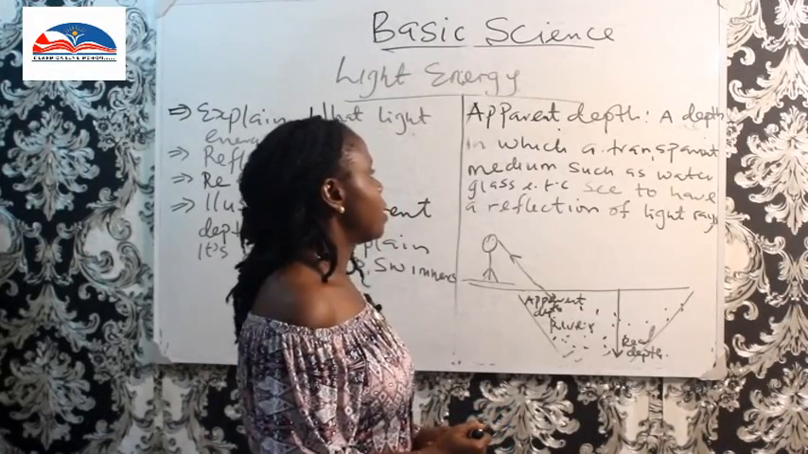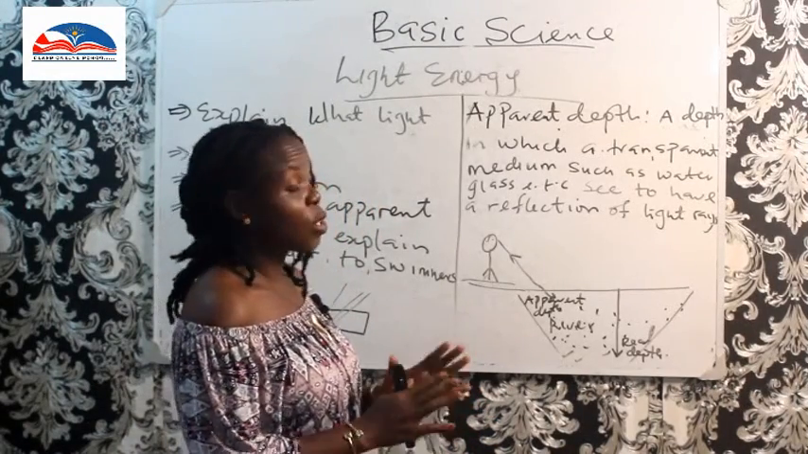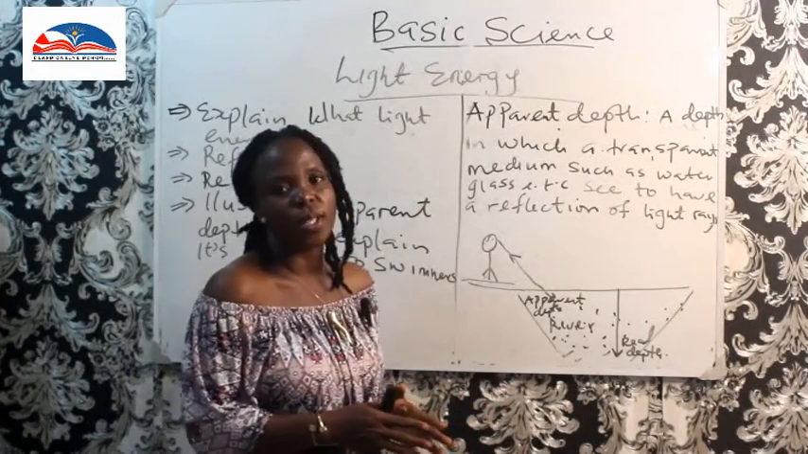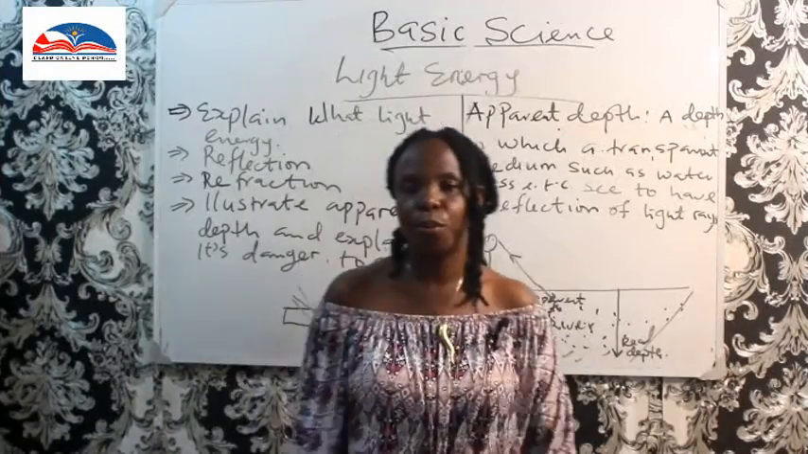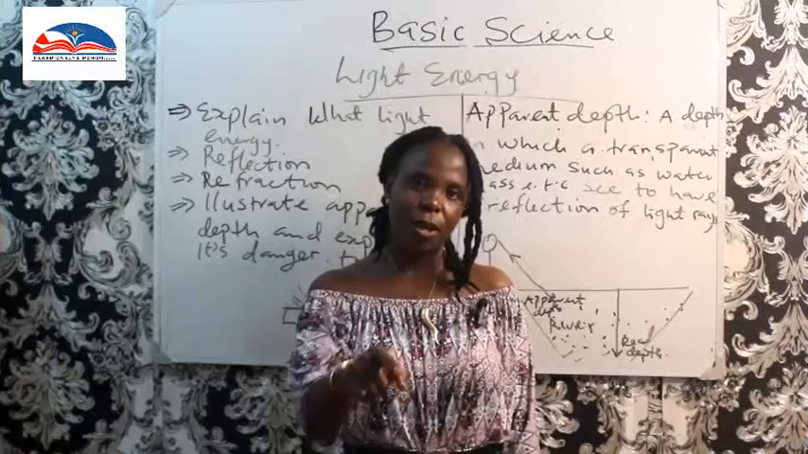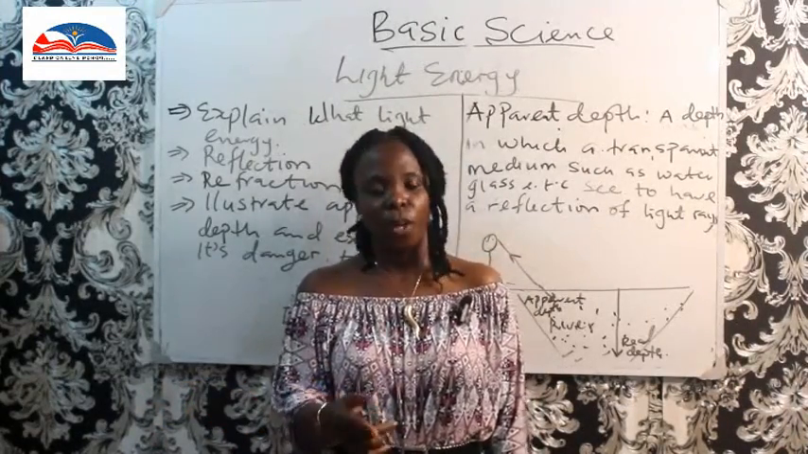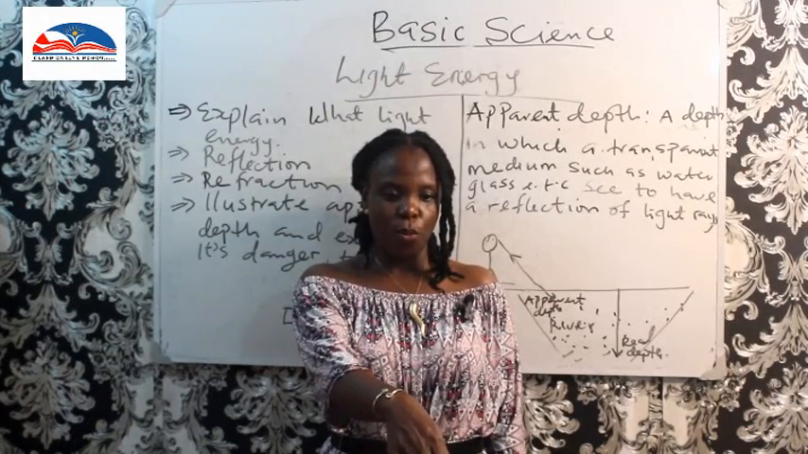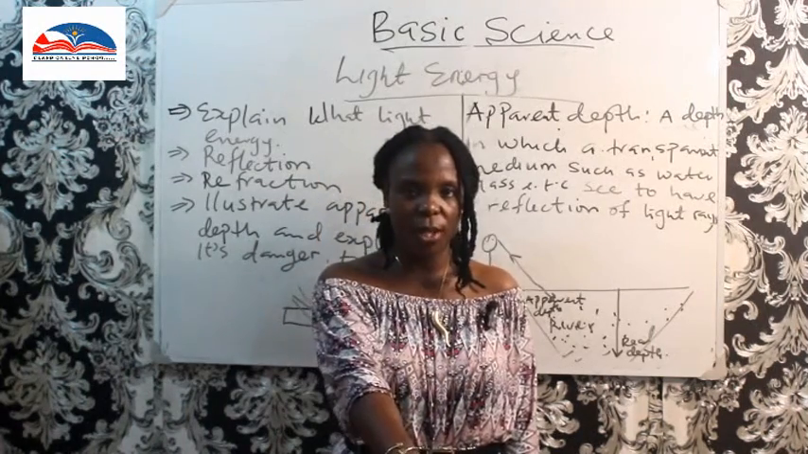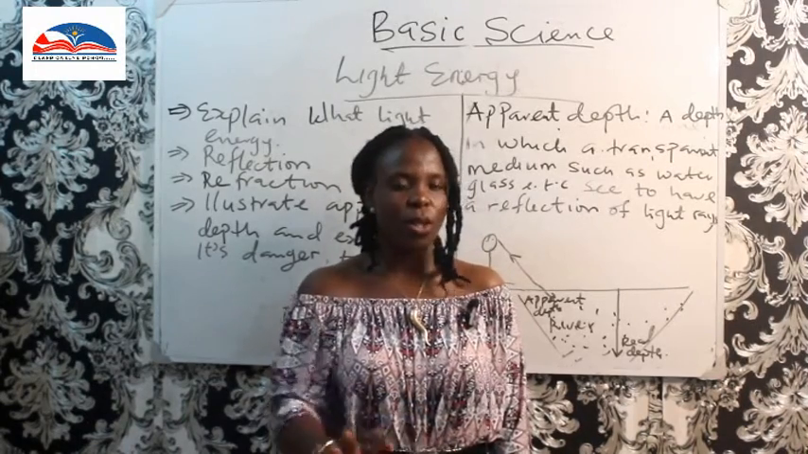Now let's look at apparent depth. Apparent depth is a depth in which a transparent medium such as water or glass seems to have reflection of the water rays. Let's take a vivid example. You stand by a river, you look directly inside the river. The river looks as if it's very shallow. You look as if you are seeing the depth of the water. That's the sand beneath the water from the rays striking the water. So when you look at it, the depth does not look deep.